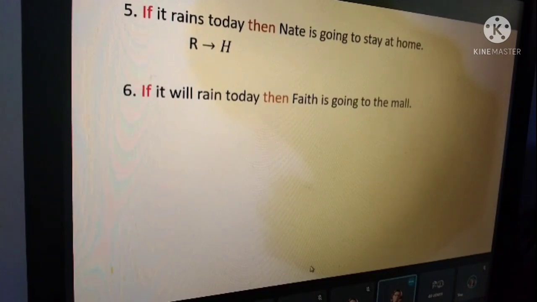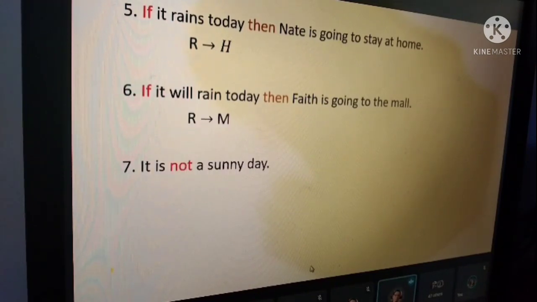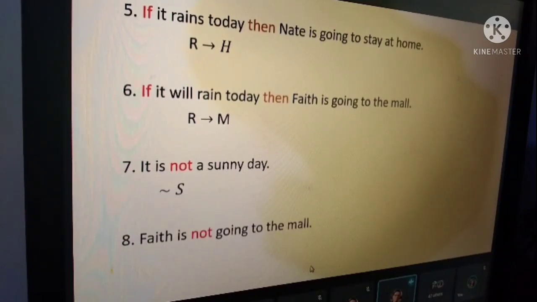Number 6: if it will rain today, then Faith is going to the mall. So if-then again: rain today, mall. It is not a sunny day, so sunny day is S. Since we added not, we negate S, so not S. Faith is not going to the mall. Faith is going to the mall is M. We added not going, so we negated going. Because we negated Faith is going to the mall, its negation is Faith is not going, so not M.